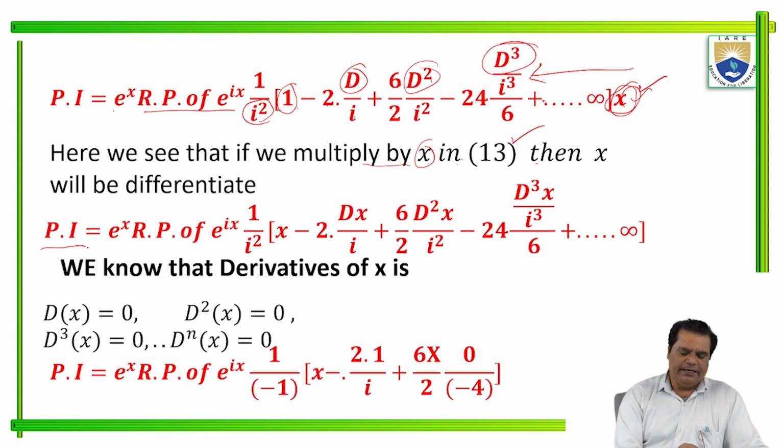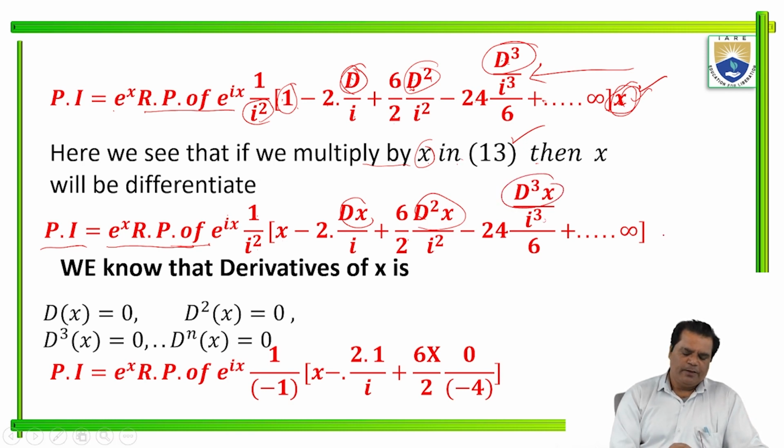So here P.I. equals e to the power x, Rp of e to the power ix, 1 upon i square. Here multiply by this x in the bracket. So x times 1, minus 2 Dx. D is the derivative here. So x is differentiated 1 time here, upon i, and 6 upon 2. Here D square, 2 times derivative. When x is multiplied with this D square, it is differentiated 2 times, D square x upon i square. Here is D cube, 3 times differentiate. So x multiplied here is differentiated 3 times, D cube x upon i cube.